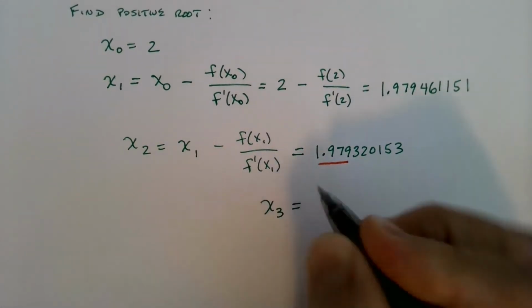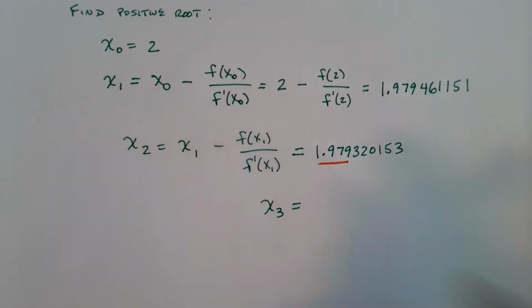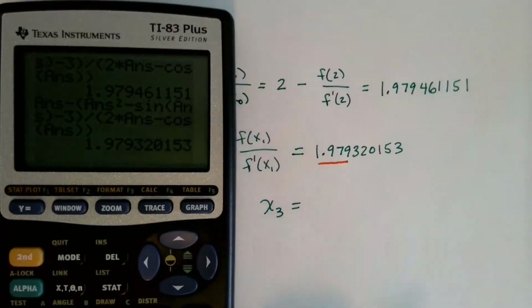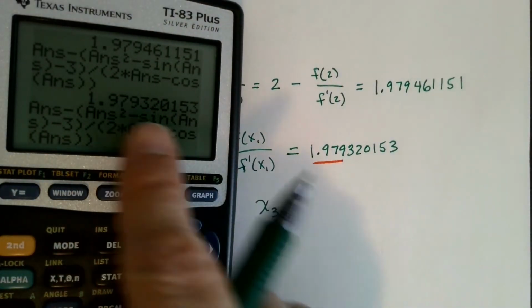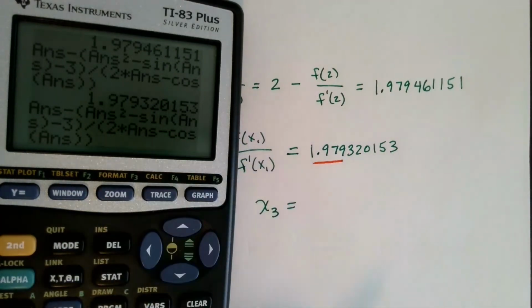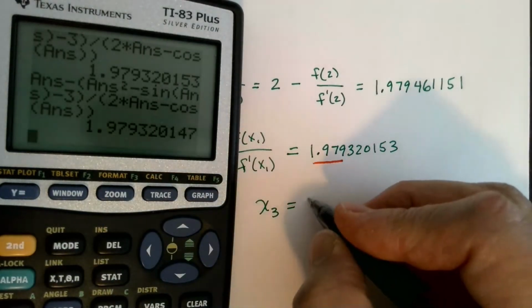I won't write all that. It's going to be x sub 2 minus f of x sub 2 over f prime of x sub 2. But we can do this real quick with the calculator. Just hit entry, and now x sub answer has the value of x sub 2 in it. So this will give me x sub 3.